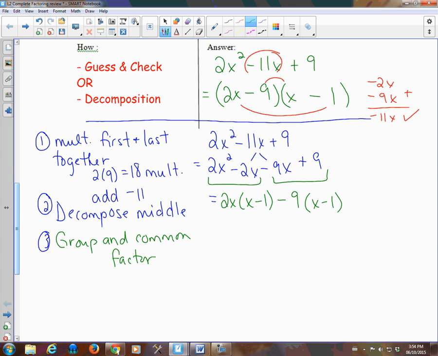You must always end up with the same factor in the brackets. So you want to always have the same bracket. If not, you've done something wrong. And then it's really a matter of treating that bracket like a common factor, just like we were doing in class today. So we common factor x minus 1 out of that. 2x is left. And we common factor x minus 1 out of this. Minus 9 is left. So there's our factors, x minus 1 and 2x minus 9, by decomposing.